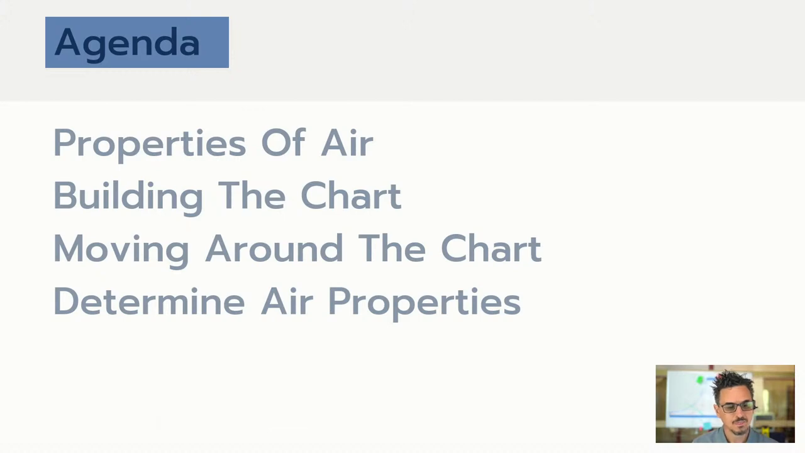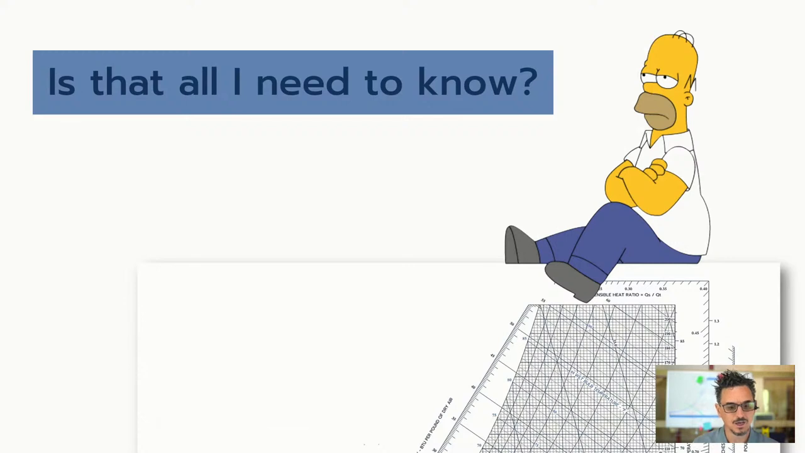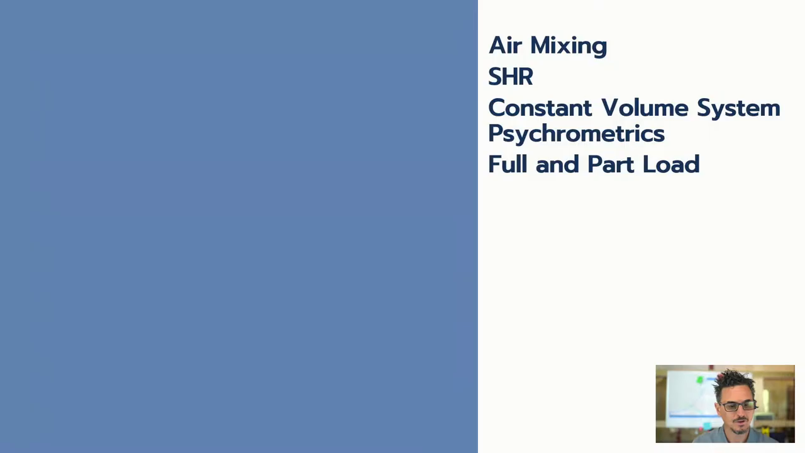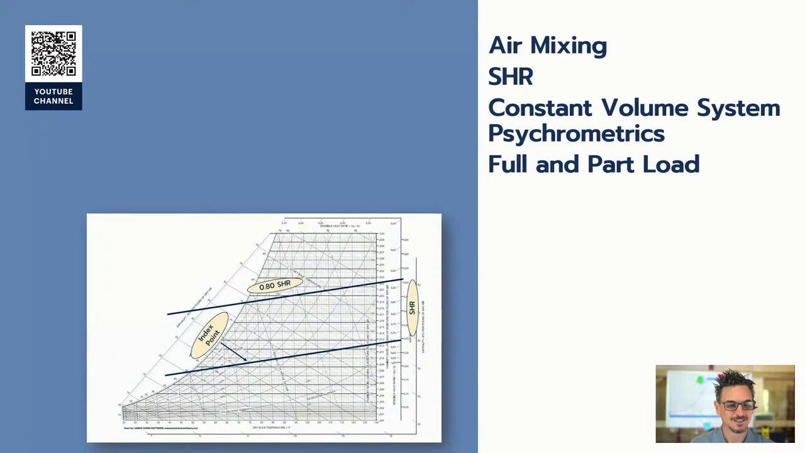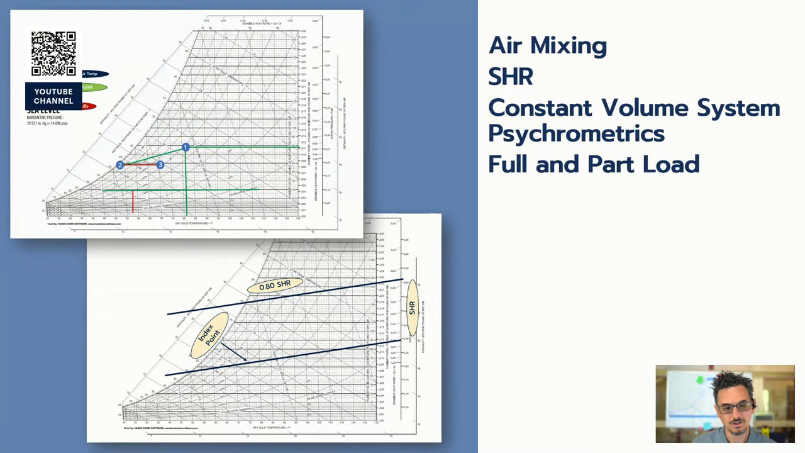Okay, so I'm going to answer some questions here. Before you go, we get this question all the time: am I done? Is this all I need to know? No. This is just the beginning. If you're starting out in HVAC, you can spend a lot of time learning about psychrometrics. We have three versions, parts 1, 2, and 3, on our YouTube channel. In part 2, we get into air mixing, sensible heat ratio, constant volume systems, full load and part load psychrometrics.